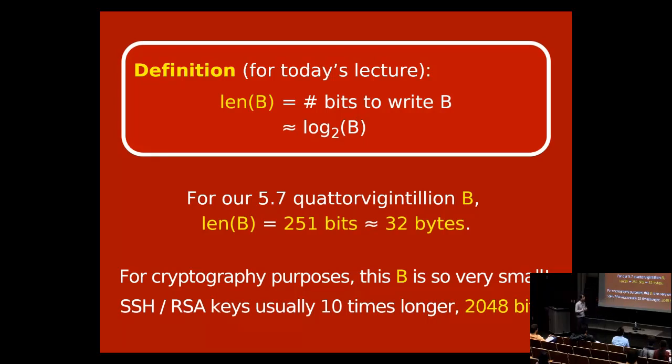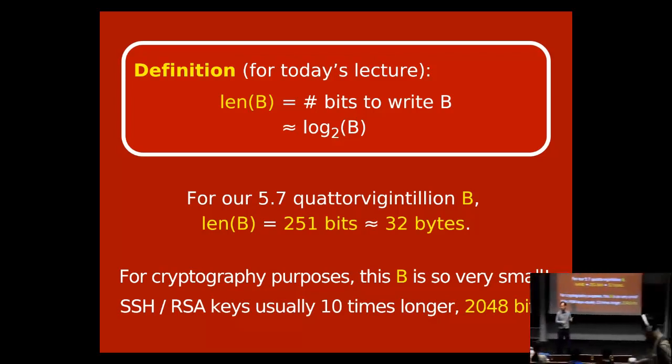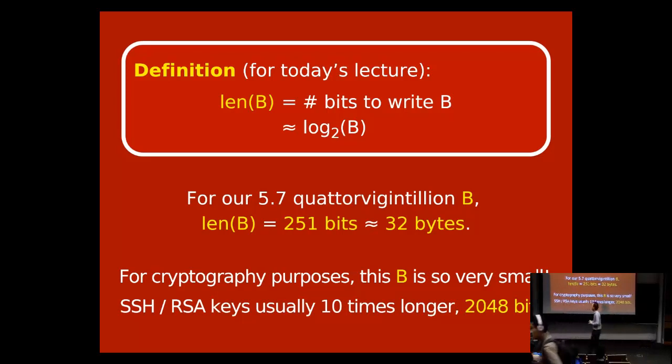So for example, when you use SSH or RSA, you get some key, which is a number, and usually it's supposed to be like 2,000 bits long, which is about 10 times longer. So really, the numbers that we're typically dealing with in algorithms, especially relating to cryptography, are like the very first one I showed that would span many, many lines. But for simplicity, we'll only work in our little examples with these ones that are about in the quattuorvigintillions.